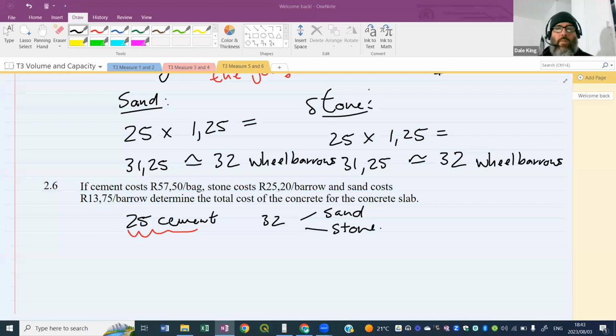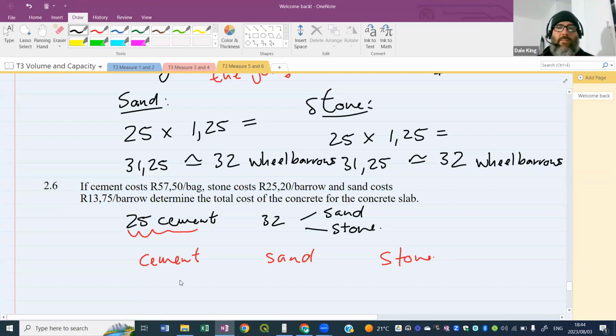All right. One more minute and then we're going to try this one. Yo, it's a big number, eh? Okay, let's have a look. It's 57.50 per bag of cement. How many bags we got? We got 25 bags.